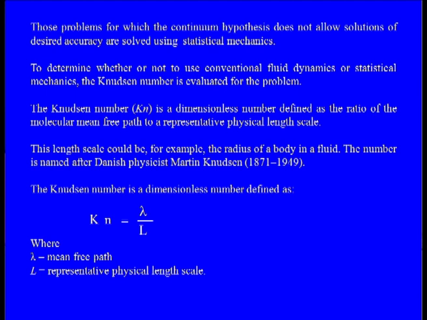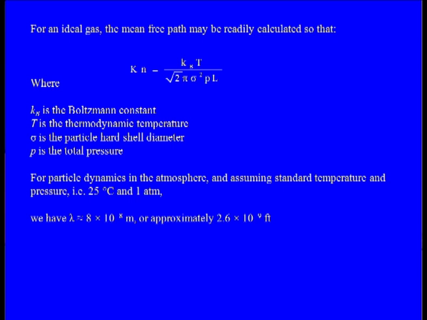For an ideal gas, the mean free path, as you know, can be calculated easily, where lambda equals k_B T by square root of 2 pi sigma squared P, where k_B is the Boltzmann constant, T is the temperature of the system, sigma is the particle hard shell diameter, and P is the total pressure.